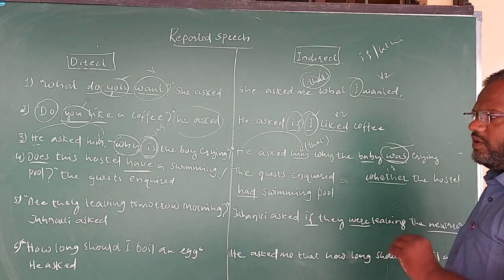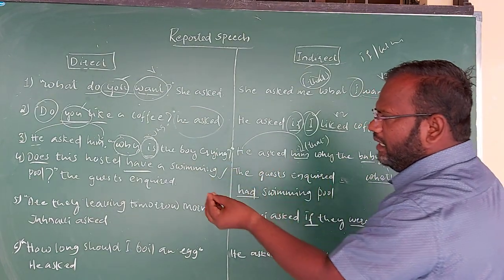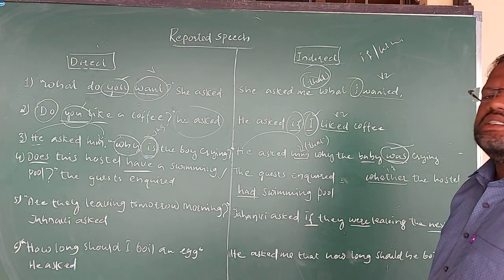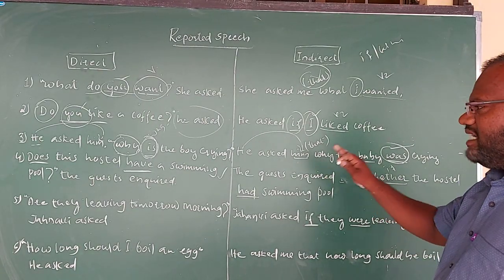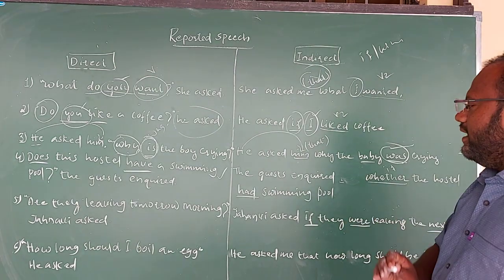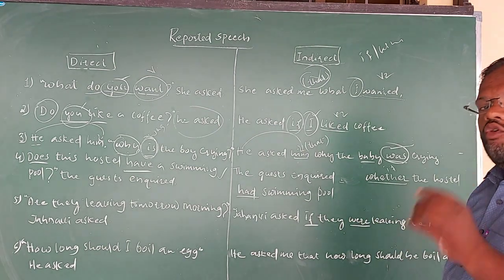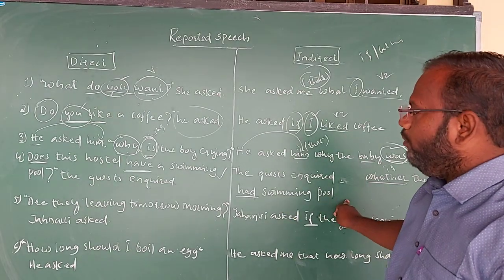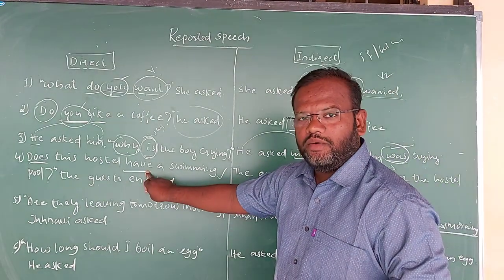So let's change one more time the same example. Does this hostel have a swimming pool? The guest inquired. We'll change it into indirect speech. The guest inquired whether the hostel had a swimming pool. Have, it is in the present perfect tense.